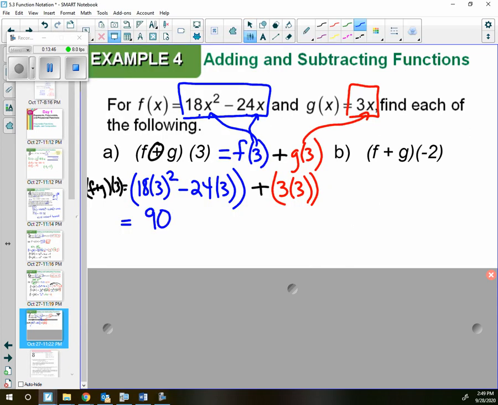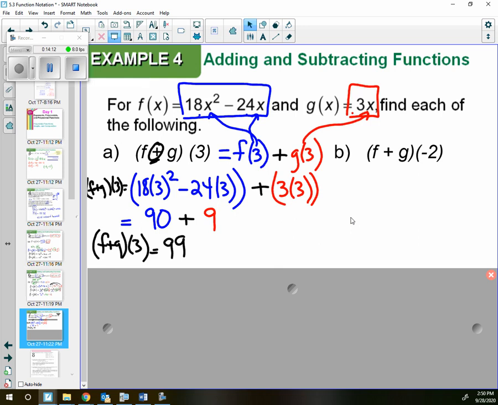So that's 90. And then plus, because this was addition, right? Adding, so plus. And then g of 3, plugging in 3 into g. 3 times 3 is just 9. So 90 plus 9 gives us a grand total of 99. So we have f plus g of 3. So I'm doing the same thing. It's just you end up with a numerical answer, which for a lot of people is an easier way to go sometimes. So it sometimes makes life a little bit easier.